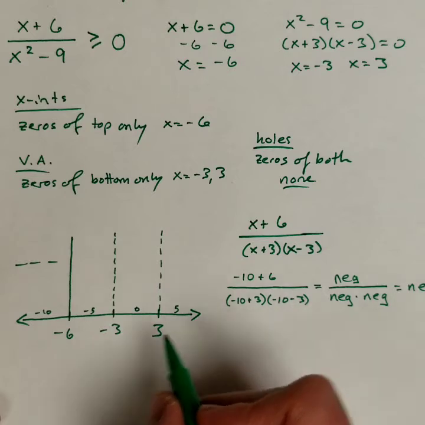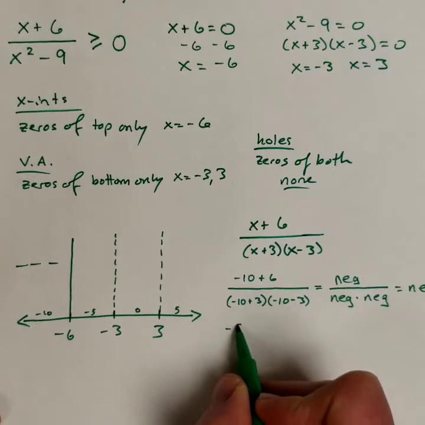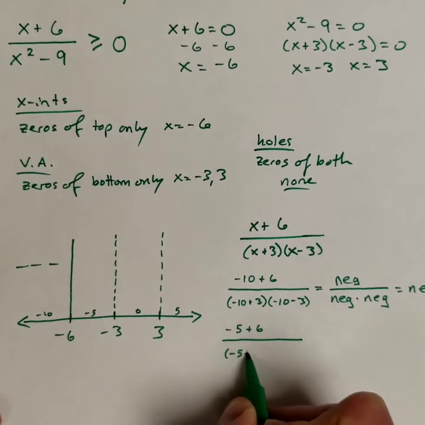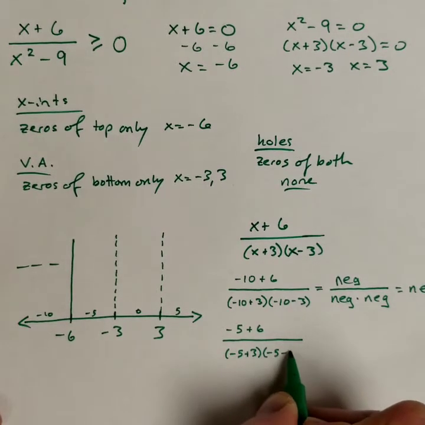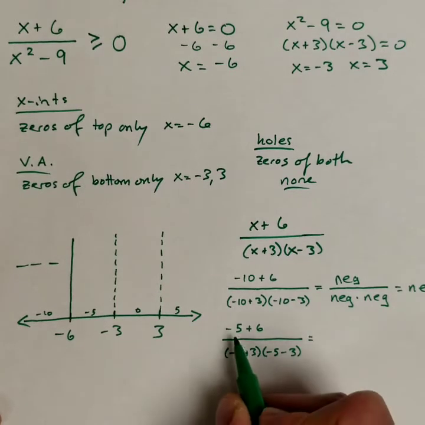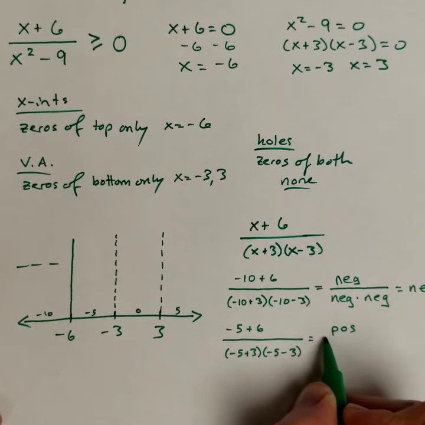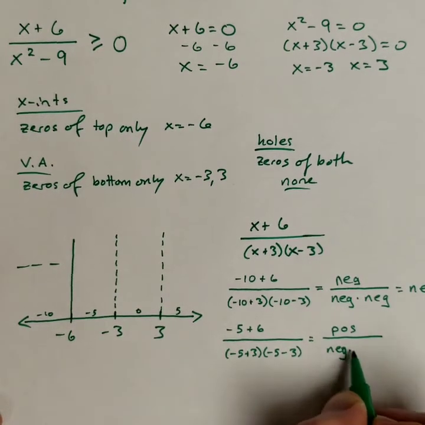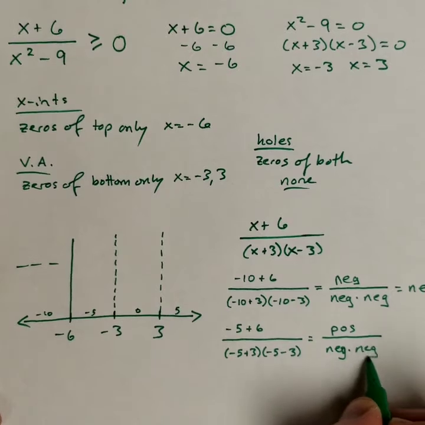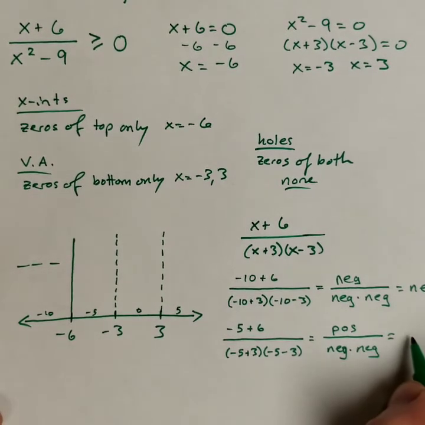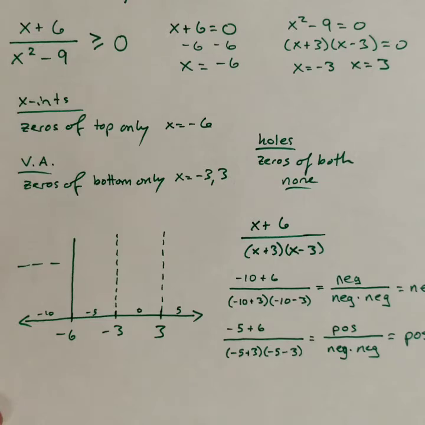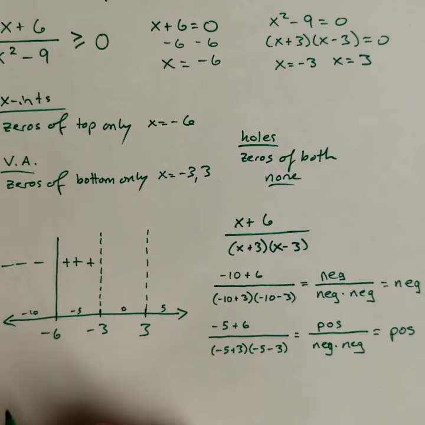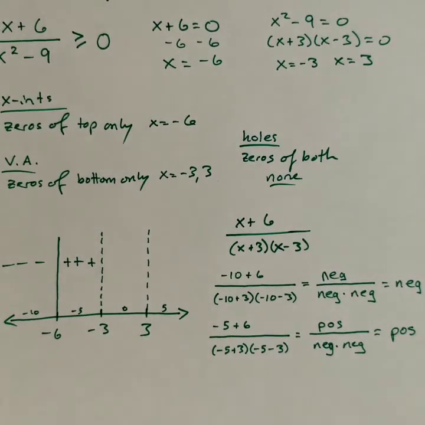Okay. If I plug in the negative 5, I get negative 5 plus 6 over negative 5 plus 3 and negative 5 minus 3. That's definitely going to be a positive on top. A negative times a negative on the bottom. Double negative makes it positive. So the whole thing is positive. Oops, slide that over. Those are all positive outputs.